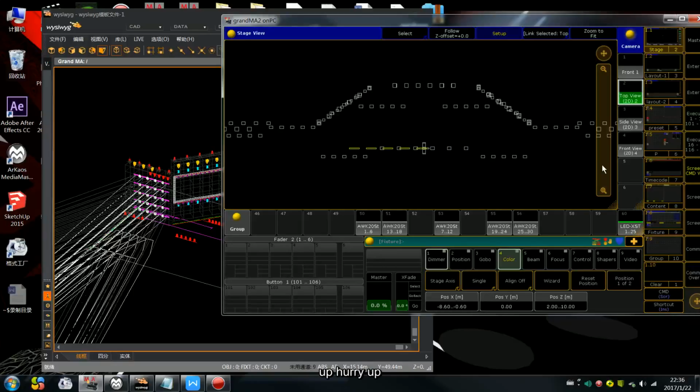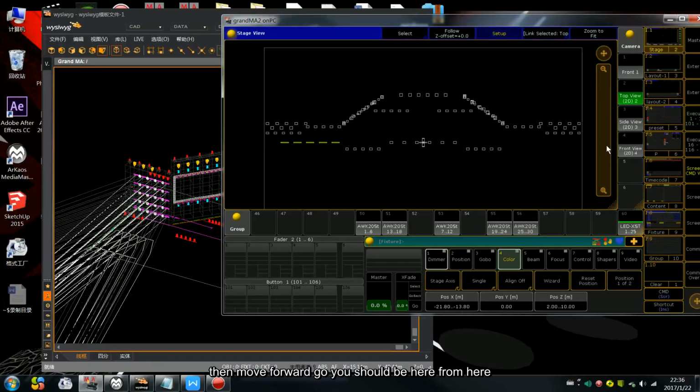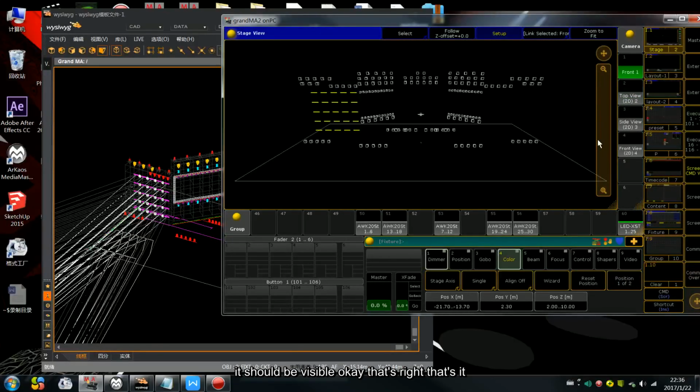Hurry up. It should lean a little bit on this side. Then move forward. Go. Should be here. From here. It should be visible. Okay, that's right. That's it. Let's turn the lamp when we turn back.